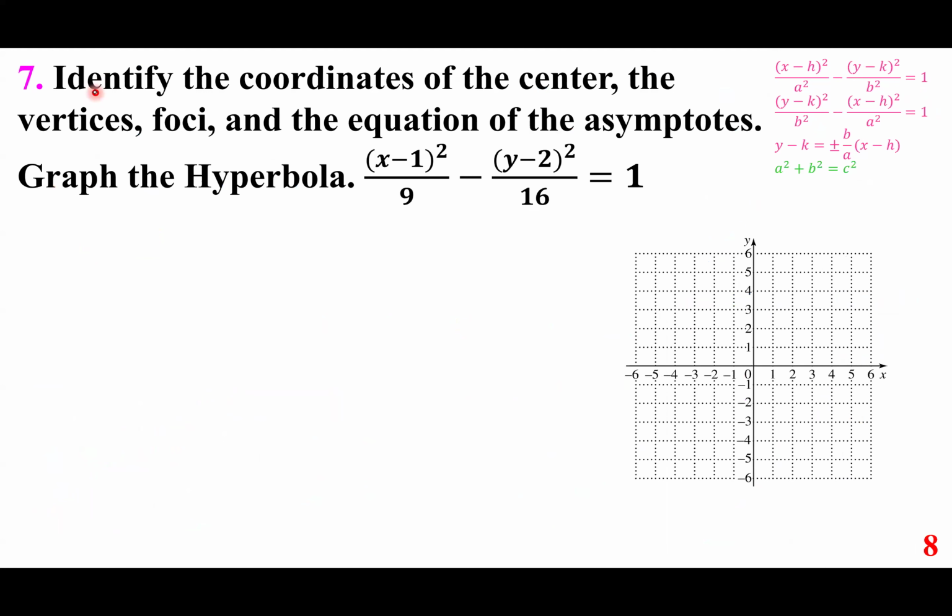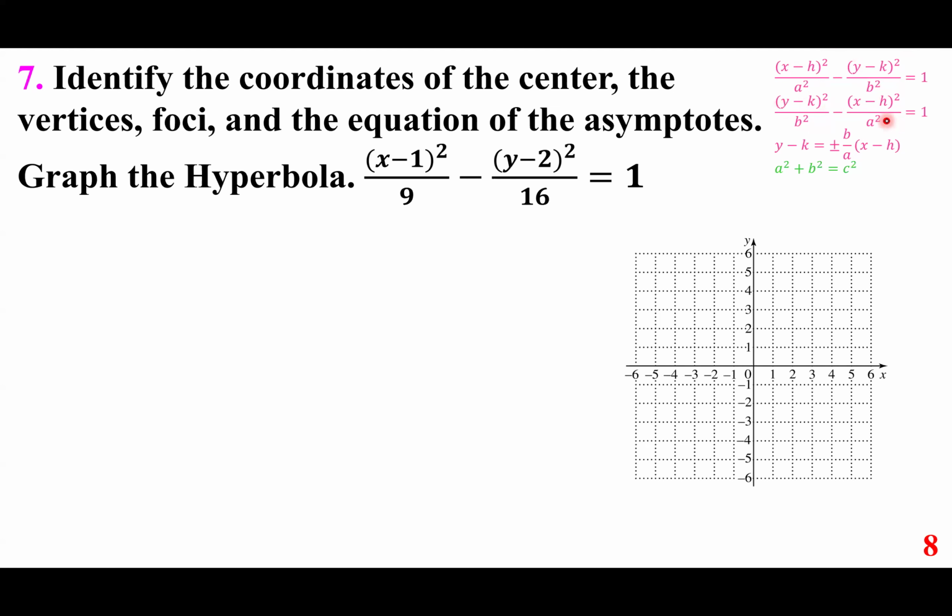Identify the coordinates of the center, the vertices, foci, and the equation of the asymptote. Graph the hyperbola. x minus 1 squared over 9 minus y minus 2 quantity squared over 16 equals 1. And again, those are the equations. What I want to add is that if the center is no longer at 0, 0, then just like the circle, just like the ellipse, you write x minus h quantity squared over a squared, but this time minus y minus k quantity squared over b squared, or maybe y minus k quantity squared over b squared minus x minus h quantity squared over a squared.